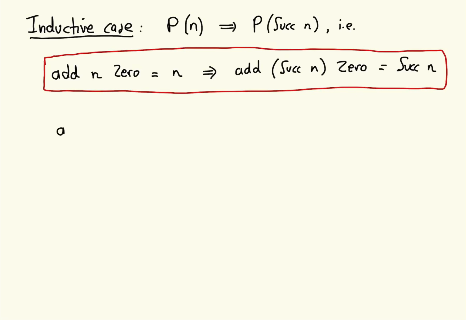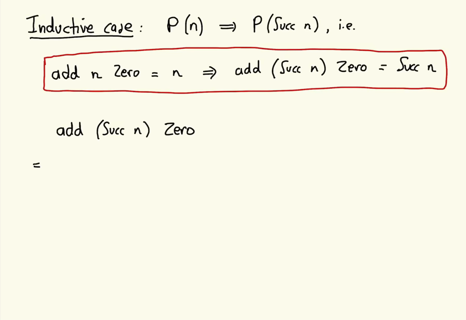So we have add of successor of n, and then 0, and we want to show that that's equal to successor of n, and we'll just do some simple equational reasoning steps. So let me make a little bit more space here. So what can we do? Well, we're adding the successor of something on to something else, so we can use the definition for addition.